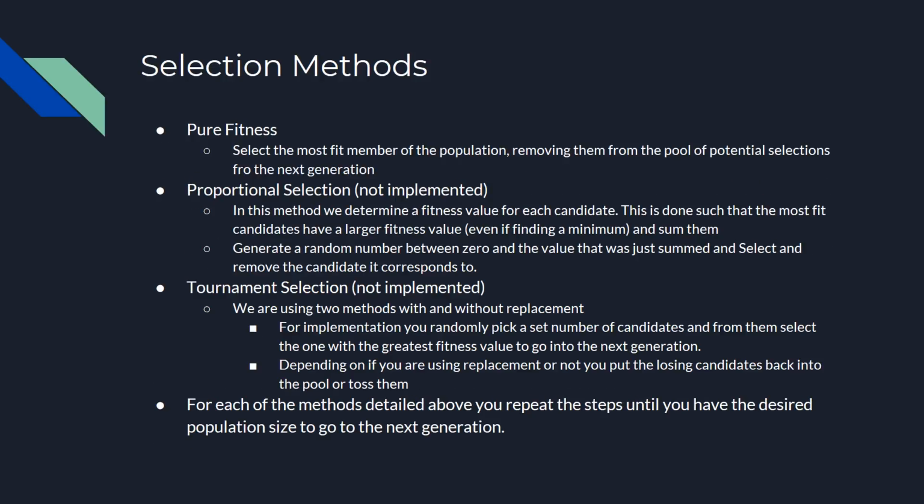In genetic algorithms, selection methods are how you choose who will be the parent to the next generation, and therefore select the path that your algorithm will take. For our algorithm, we chose to implement pure fitness, which is simply selecting the most fit member of the population and removing them from the pool of potential selections for the next generation.